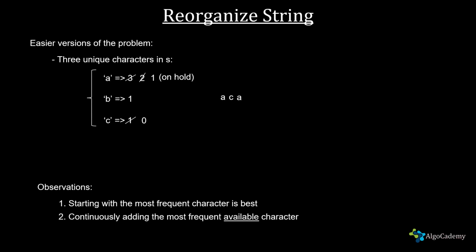What is the most frequent character between B and C? Well, we have no C's left, so it's B. Decrement its frequency and put B on hold. What's the most frequent available character? Well, the only one which is left is A, so this is going to be our solution. We put A on hold, but of course we see that we have no characters left, and indeed we have found a valid solution. And this is it.